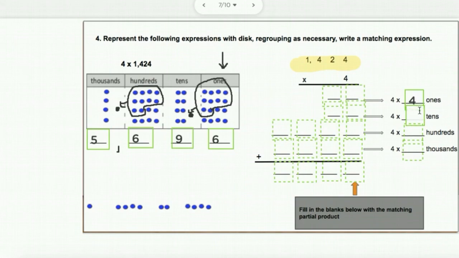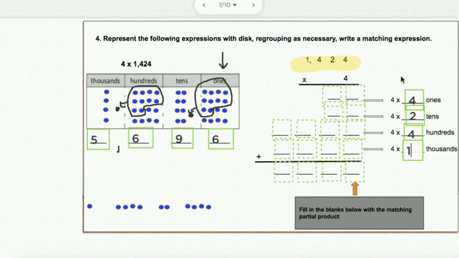How many tens do I have? What number's in the tens place? Good job, 2. 2 tens. How many hundreds do I have? Awesome, 4 hundreds. And how many thousands do I have? 1. Good job. All right, team. Now, I want you to solve the rest. So solve the rest, pause the video, and then we're going to come back together and we're going to see if we got the same answers, okay? Go ahead and pause the video right now.